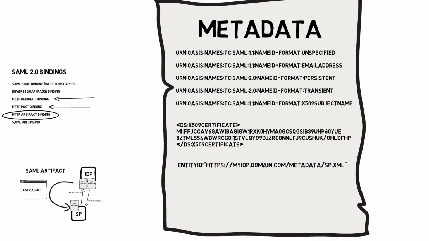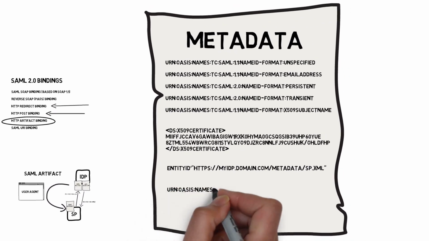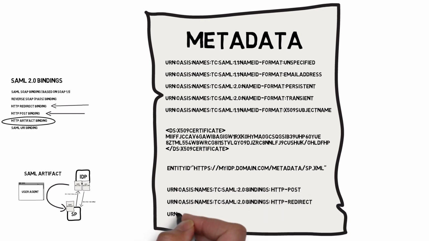With this new knowledge, we can return to our metadata file. We need to be in an agreement on how we should exchange messages between the SP and the IDP. So, now we have a pretty much complete metadata file. With this, we can establish a SAML federation between two entities. Let's move our focus to the SAML assertion itself.